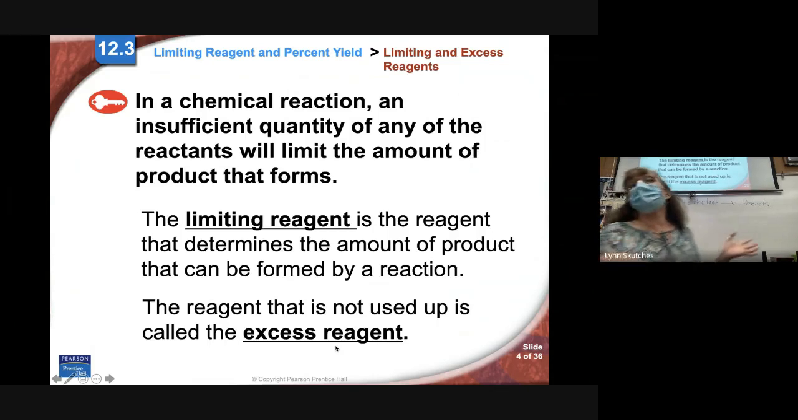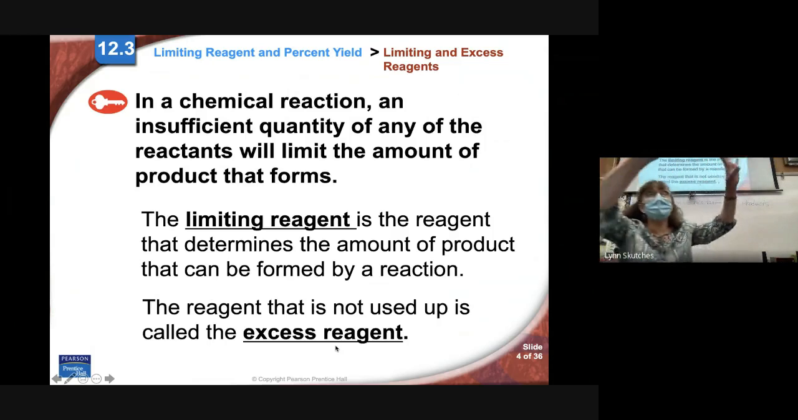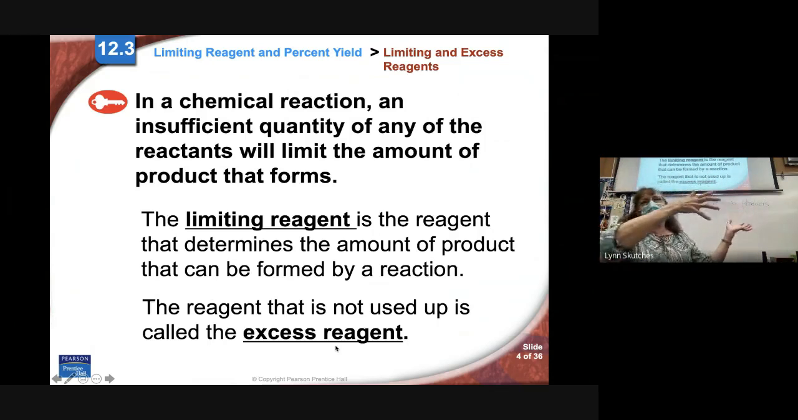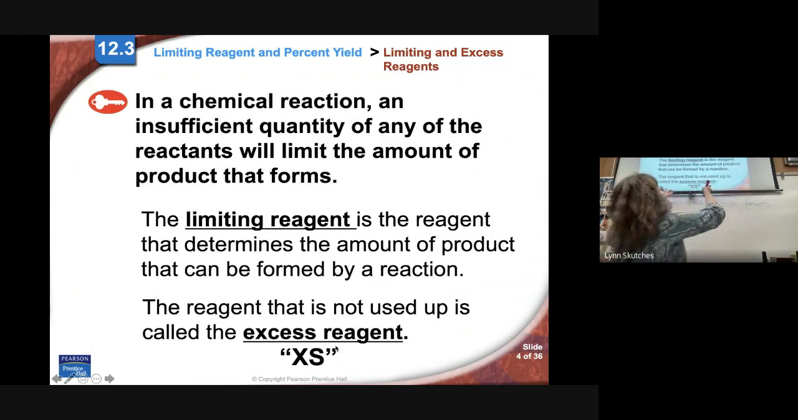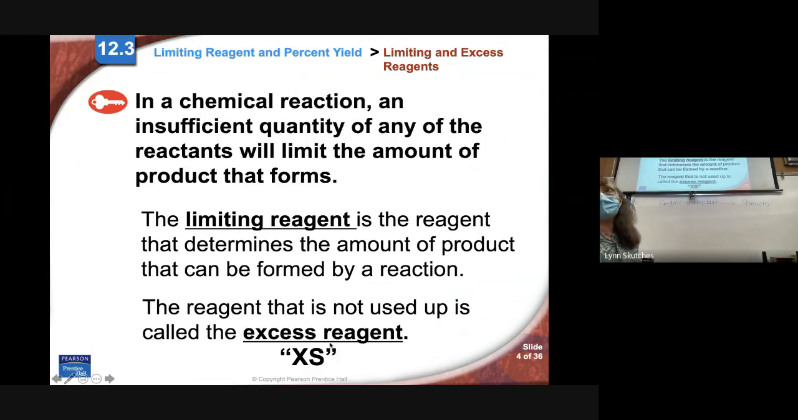Typically, it's the one that's most expensive. Not every manufacturing plant is going to want to have the really expensive stuff just in storage. So they'll buy lots of extra of the cheap stuff, and then the expensive stuff, they only buy what they need. So that's one other thing to keep in mind too. Excess is a multiple letter word. You can just abbreviate it with XS. That's just a cutesy little abbreviation to speed up your note taking if you would like to use it.